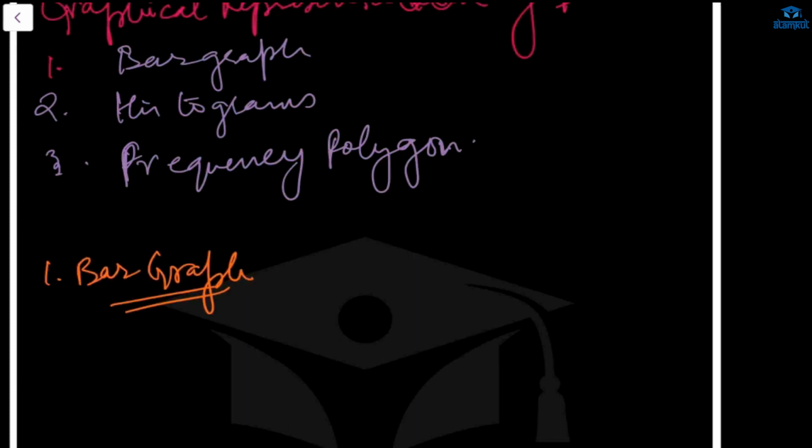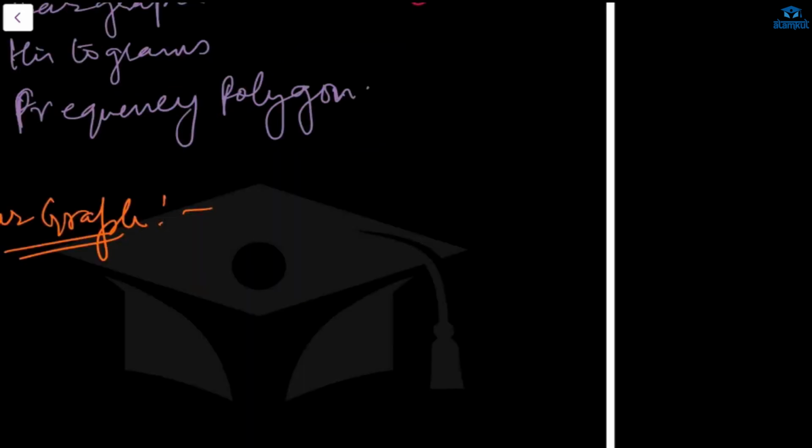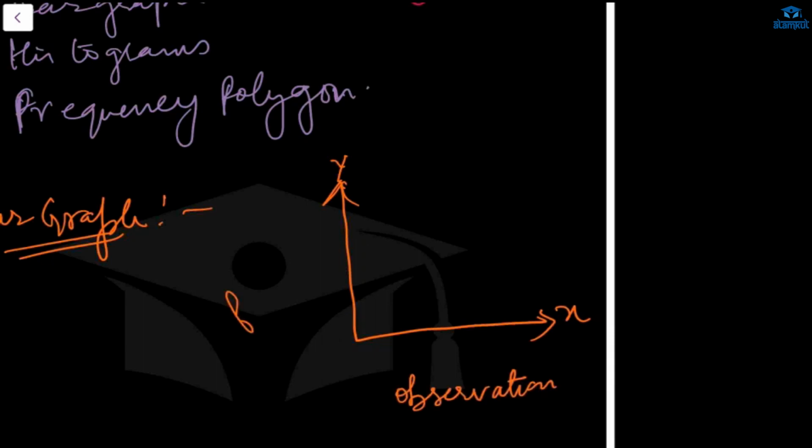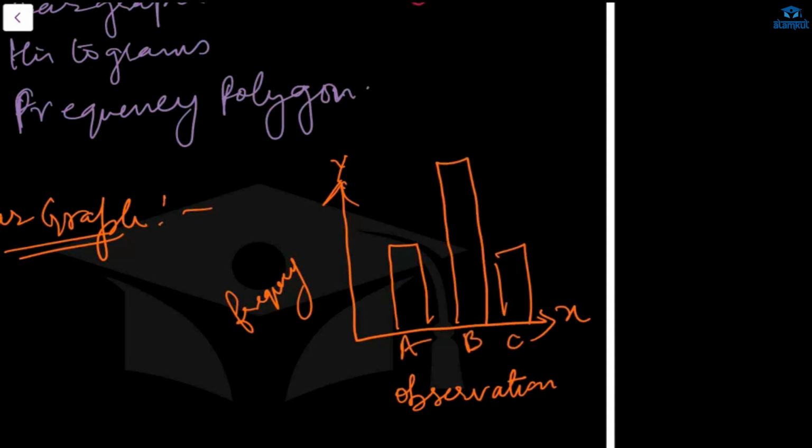Now, a bar graph is simply a graph with an x-axis, and since it is a graphical representation, you are going to use graph paper also. Here we can have an observation and here we can have frequency. For example, I am drawing just a general graph, with A, B, C on the x-axis, and marking 10, 20, 30, 40, 50, 60, and 70 on the y-axis. So this type of graph is there.